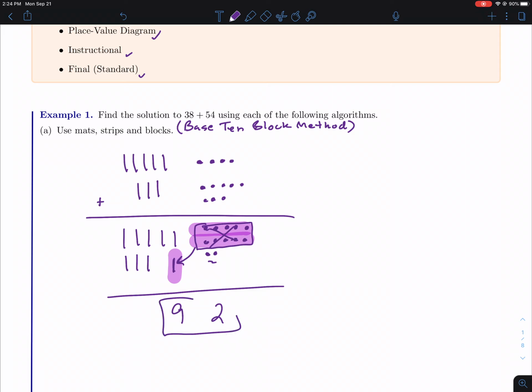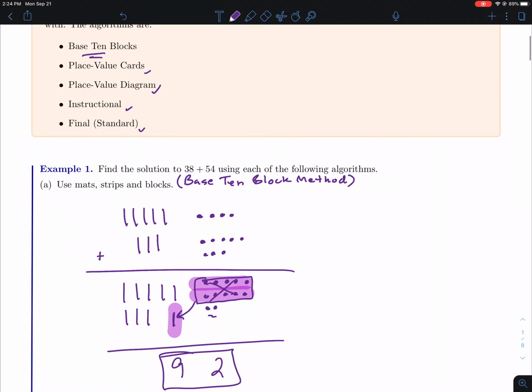So it looks like my answer to 38 plus 54 would just be 92 in this case. All right. Is that okay with everybody? All right, perfect. So that's our base 10 block diagram.